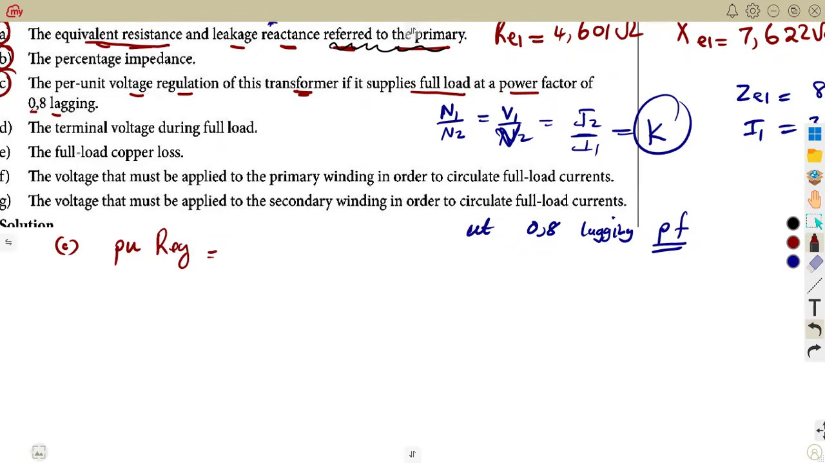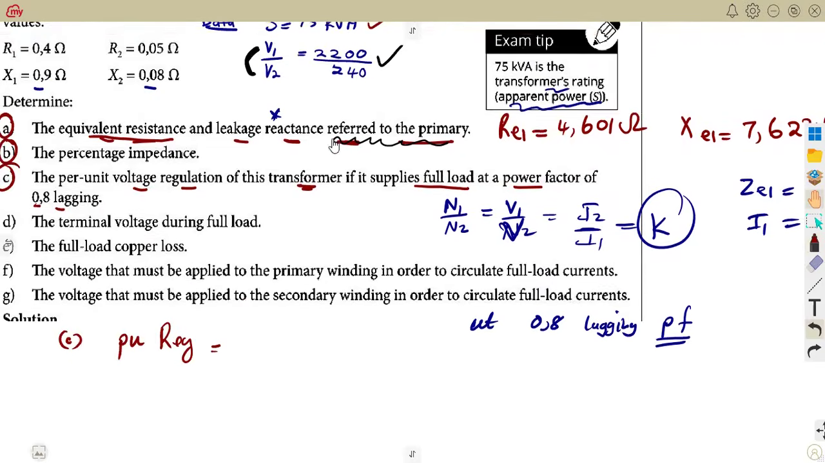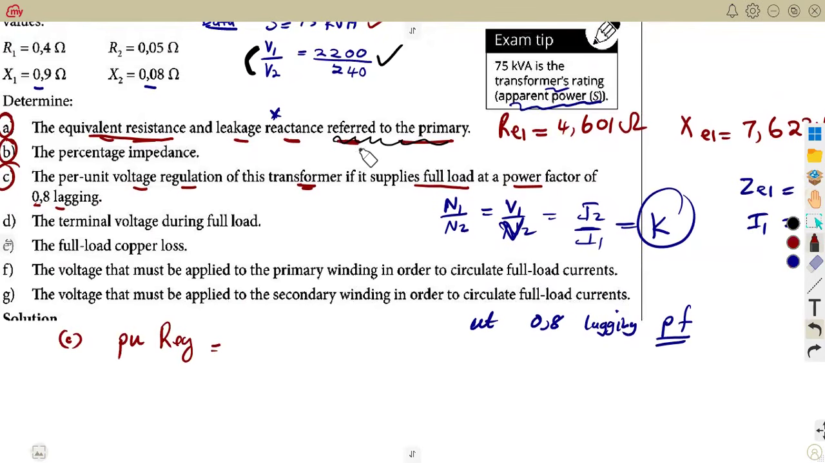We were working with the primary side. So guys, continue with that. Refer to the primary. Everything was on the primary side. So continue with that, because if you try to use the secondary side, it means you now have to calculate those values for the secondary side, which you do not have. You have to calculate them.